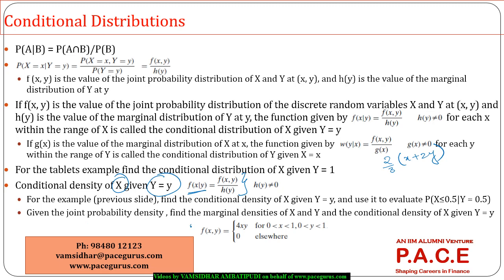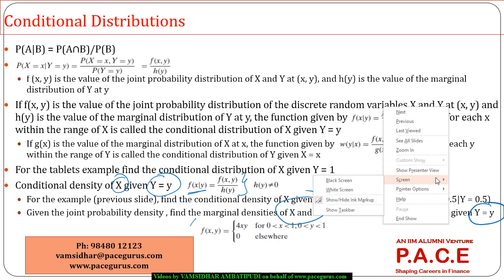Then, given the joint probability density, find the marginal densities. So I am getting f of xy equal to 4xy. I have to find out the marginal densities of x and y, and the conditional density of x given y equal to y. So all the things, a quick practice of all these features. So I am setting f of x comma y is equal to 4xy, where x is between 0 and 1, y is also between 0 and 1.